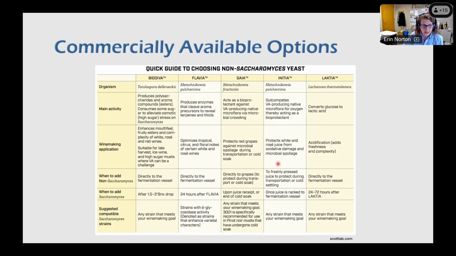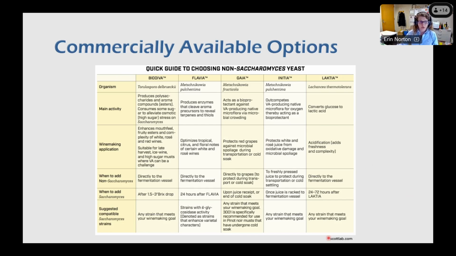This one protects white and rosé juice from oxidative damage and microbial spoilage. So especially if you're worried about maybe not getting to inoculation quickly, or you're worried about the state the grapes came in, like if they were looking a little suspect, using some of these might not be a bad idea to keep other microorganisms at bay.